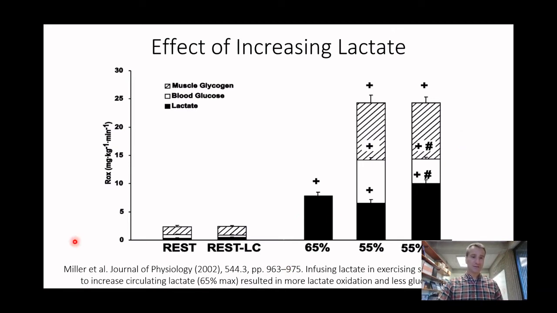And so this is again done out of George Brooks's lab, and this is by Ben Miller, who's now at the University of Oklahoma. And what he did is he had people exercise at 65% of their VO2 max, 55% of their VO2 max, and you can see that the lactate in the blood was lower here. But then they had a second group where they exercised at 55% of their VO2 max, but then they added lactate to make up for the difference in the amount of lactate that was in the blood. Because at 65%, these individuals were above their lactate threshold. At 55%, they were below. So the difference in lactate was actually pretty big.